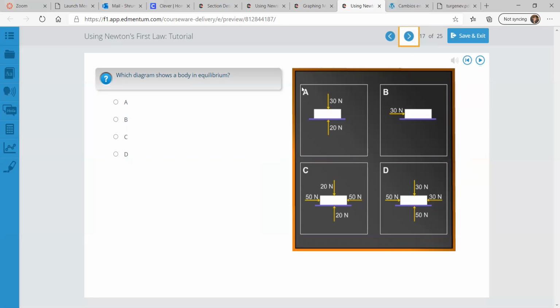So here, of these diagrams, which diagram is in equilibrium? Okay, which have equal and opposite forces? Well, this one does not. If 30 newtons are pressing down, but only 20 newtons are pressing up, that object is not in equilibrium. Here we just have one force, but no opposite and equal force, so not in equilibrium. D, we have 4 forces, but they're not equal in opposite directions, 30 and 50, 50 and 30. That is not in equilibrium. And finally, C is the correct answer. The net force is 0 because we have equal and opposite forces in either direction.